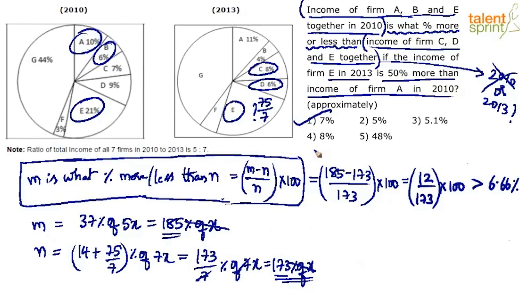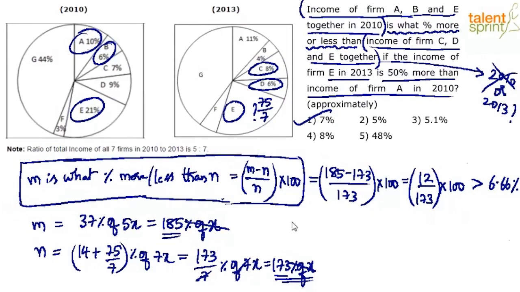You're getting it? So option 1, 7% is the final answer. But please cut down the number of steps, right? I mean, don't write all these steps and waste your precious time in the exam. Alright? Let's go to the next question.